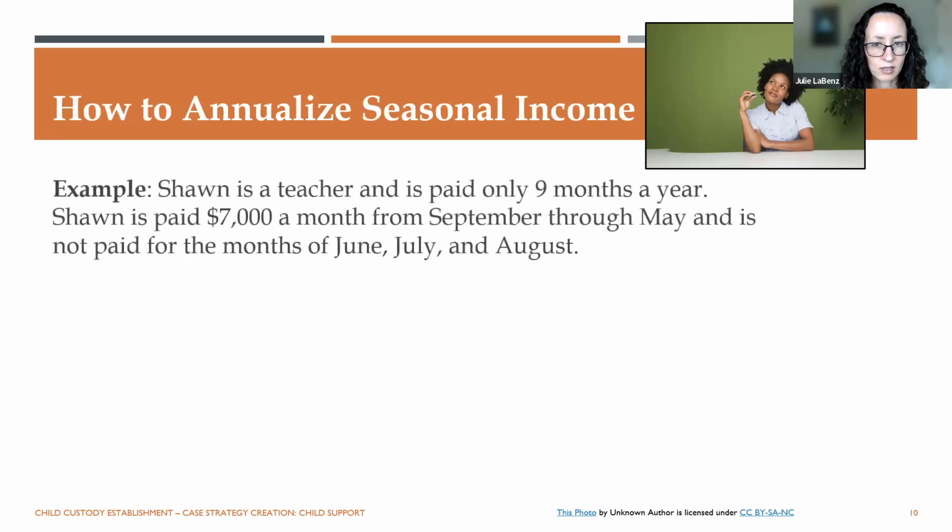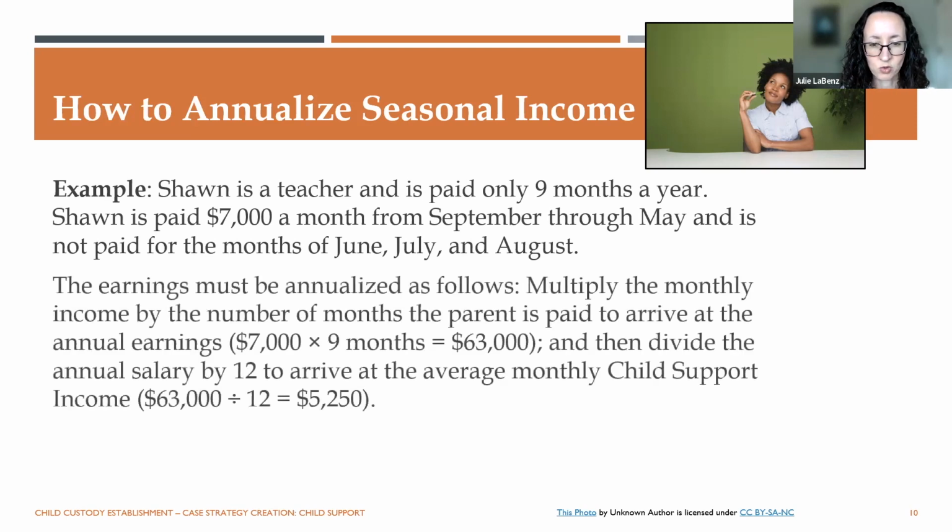So how would you annualize seasonal income? Here's an example. Sean is a teacher and is paid only 9 months a year. Sean is paid $7,000 a month from September through May and is not paid for the months of June, July, and August. The earnings must be annualized as follows. Multiply the monthly income by the number of months the parent is paid to get the annual earnings, and then divide that by 12 to get the average monthly child support income.